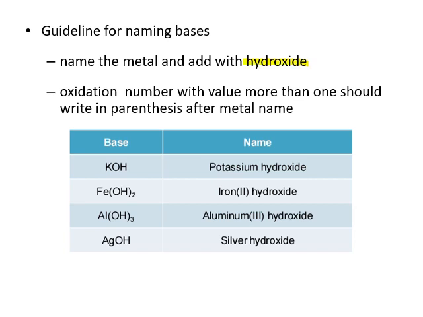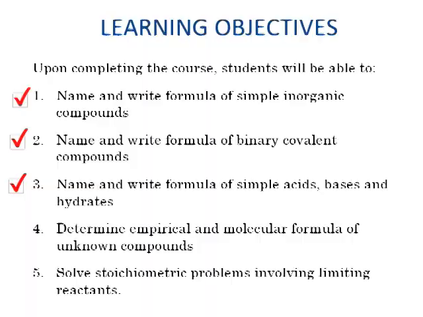An oxidation number with a value more than 1 should be written in parentheses after the metal name. Look at this one. KOH, potassium hydroxide. Everyone knows that. But if you have iron and then you have hydroxide, you have 2. We name it how? Iron(II) hydroxide. Aluminium(III) hydroxide. Silver hydroxide. So bases are much more simple.